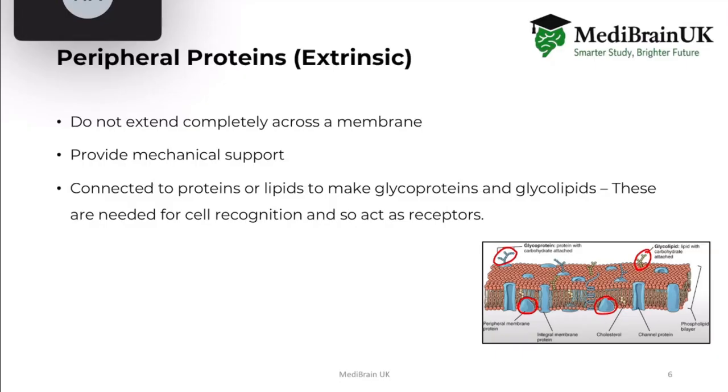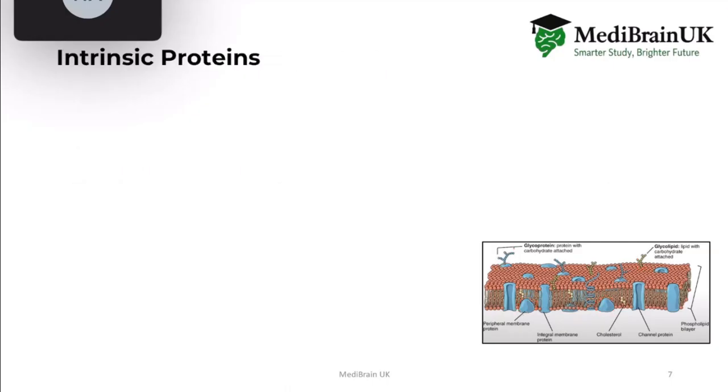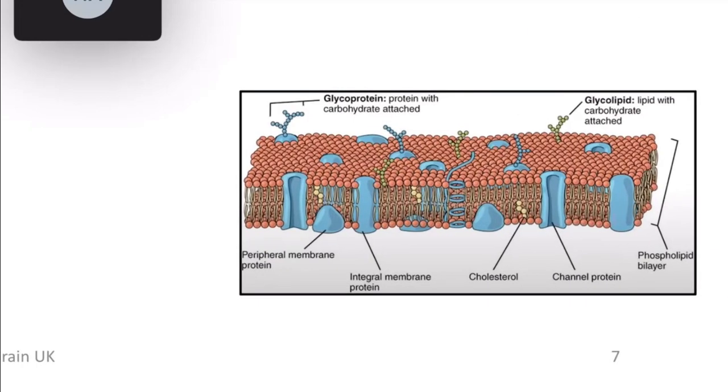Now, if you've looked at extrinsic proteins, there's another type of protein: intrinsic proteins. If you look at this diagram, we know that the extrinsic proteins don't span the whole length of the cell membrane. They only span a little bit of it and provide mechanical support to the cell membrane. The intrinsic proteins will be present all the way through the plasma membrane from one side to the other.